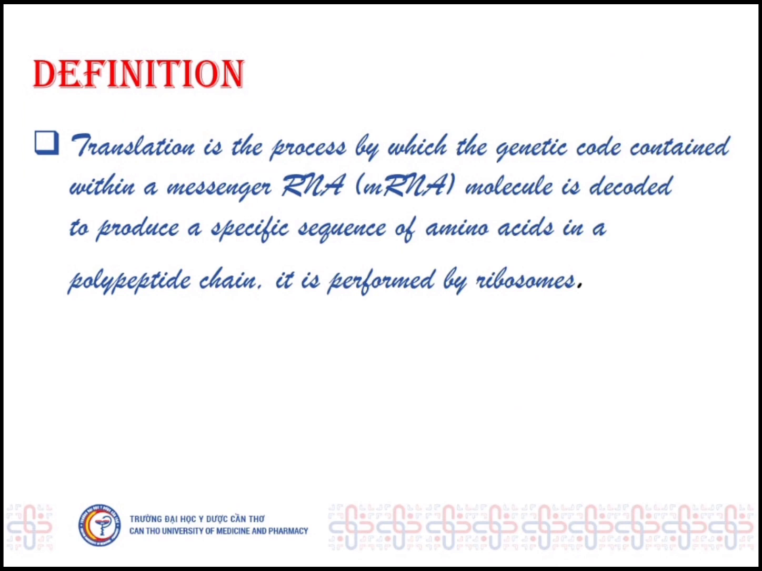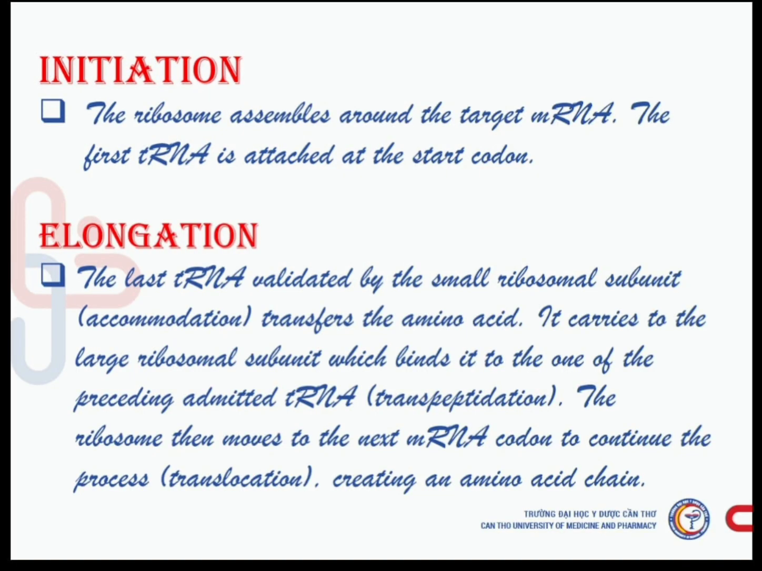Translation. Definition. Translation is the process by which the genetic code contained within a messenger RNA molecule is decoded to produce a specific sequence of amino acids in a polypeptide chain. It is performed by the ribosome. Initiation. The ribosome assembles around the target mRNA. The first tRNA is attached at the start codon.